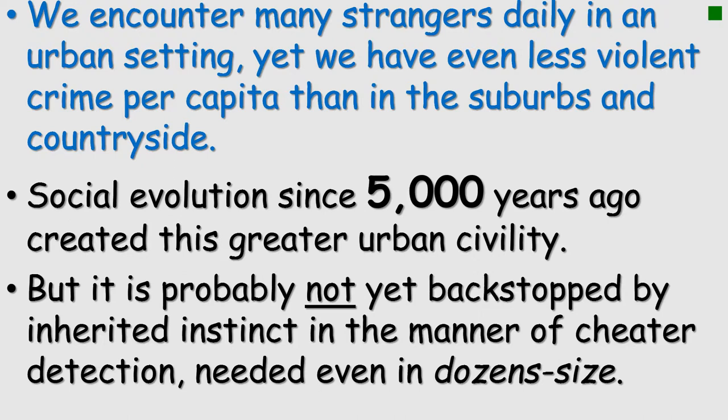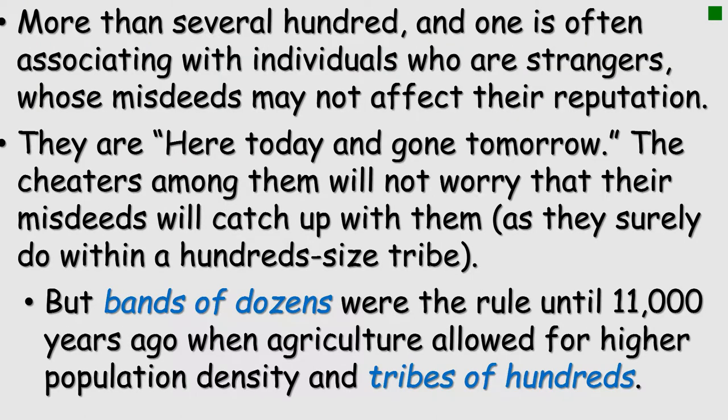We encounter many strangers daily in an urban setting, yet we have even less violent crime per capita than in the suburbs and the countryside. That's really quite remarkable. The social evolution since about 5,000 years ago has created this greater urban civility, but it is probably not yet backstopped by inherited instinct in the manner of cheater detection, which you need even back in dozen-sized bands. More than several hundred, and one is often associating with individuals who are strangers here today and gone tomorrow, whose misdeeds may not affect their reputation.